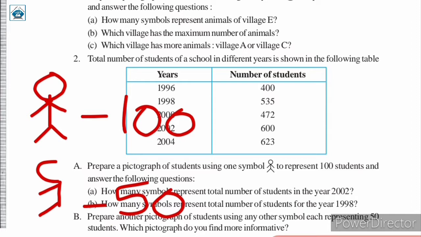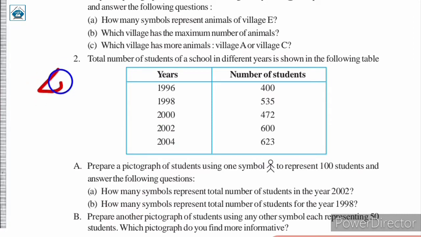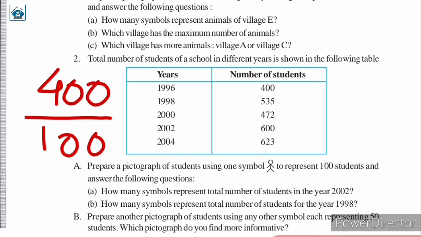Because when you look at the number of students, here you have 400. Now, 400 can be easily represented because we have the number of students as 400 and one symbol represents 100 students. So simply divide it, then we will get the number of symbols we need to draw in the year 1996, so that we will get 400 students.